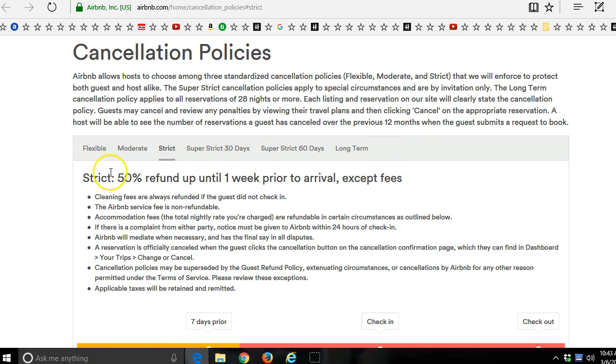So as a host, choose between the flexible, the moderate, and the strict. Become familiar with the long-term cancellation policies, and remember that nothing's written in stone.